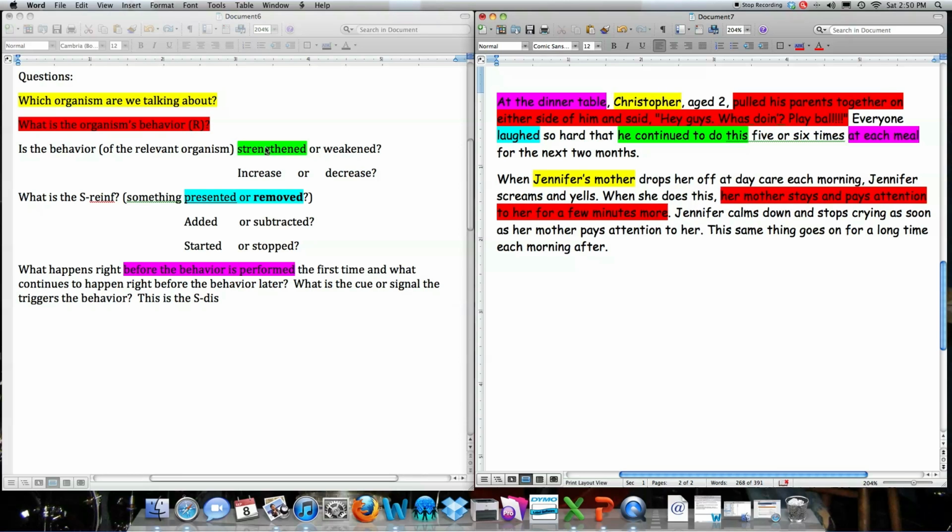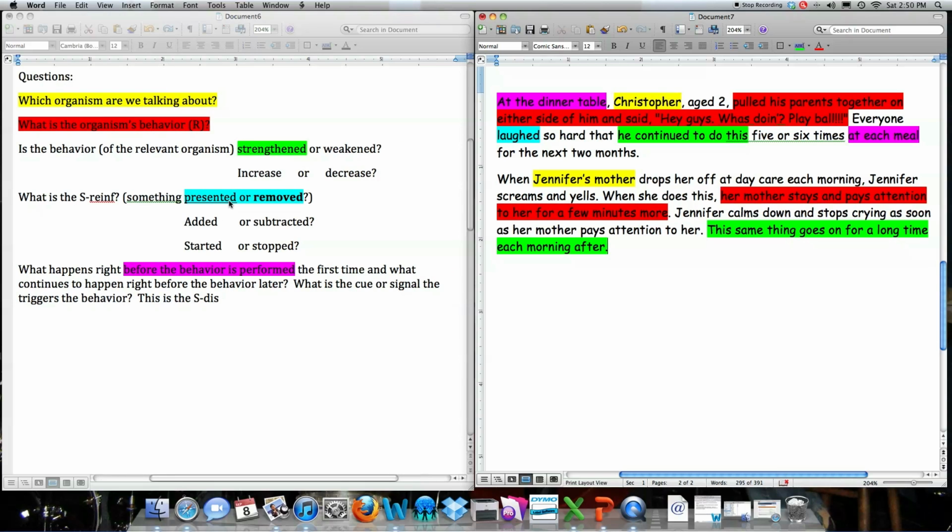Is this behavior strengthened or weakened? Well, I think if you look at this down here, you'll see it's strengthened. It happens for a long time each morning after. Same situation, which would include her mother staying and paying attention to her a few minutes more. So we know our organism is Jennifer's mother. We know what her behavior is. We know it's strengthened.